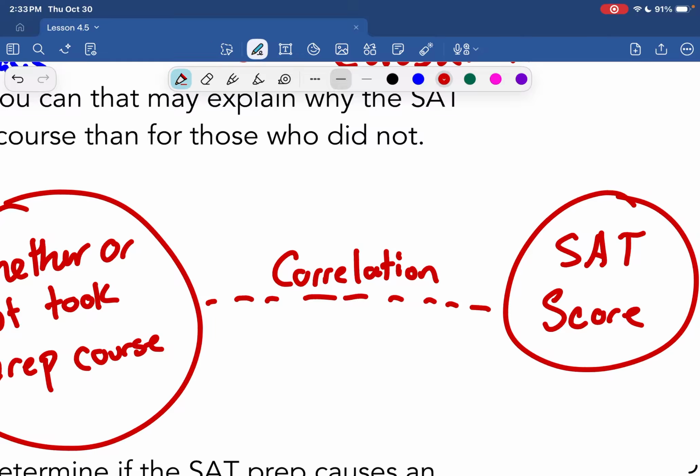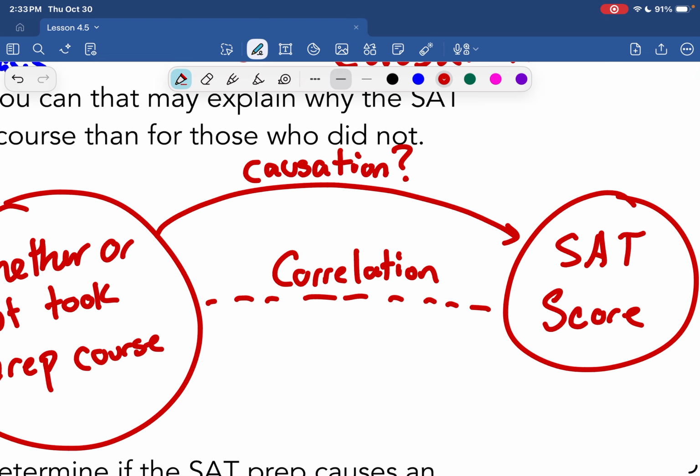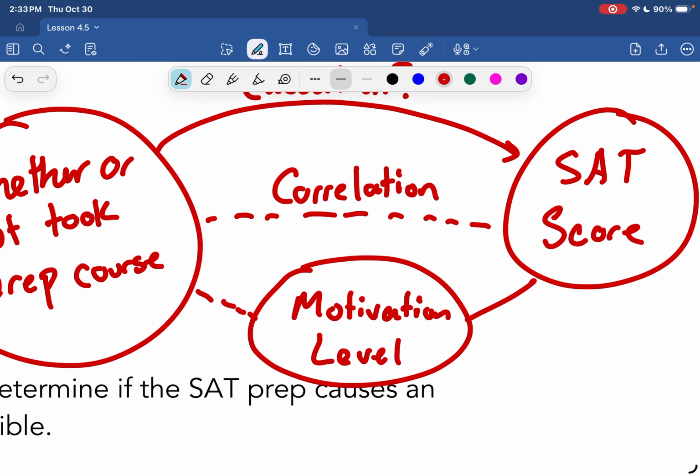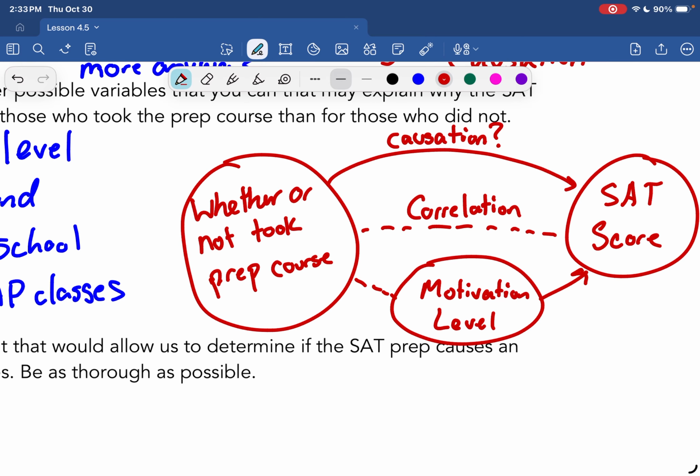I wouldn't argue that. But my question is the cause, so is our causation only because they took the prep course? And to explain that, not necessarily, right? What about our motivation levels? What if you're so motivated to do well on your SAT that that is what's causing you to do well and not the prep course itself? So we don't know yet.